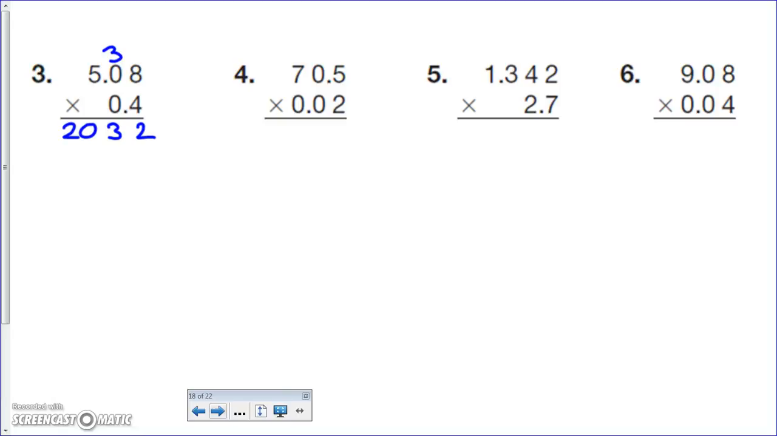Now we're going to look at our 2 factors. We have 2 places after the decimal in the first number, 1 place after it in the second number. So we need 3 places after the decimal in our product. So it's going to go after the first 2 and before the 0.